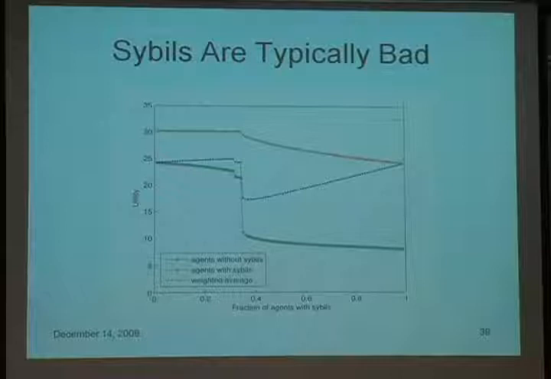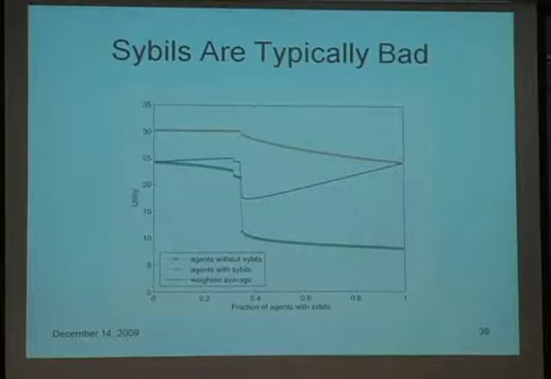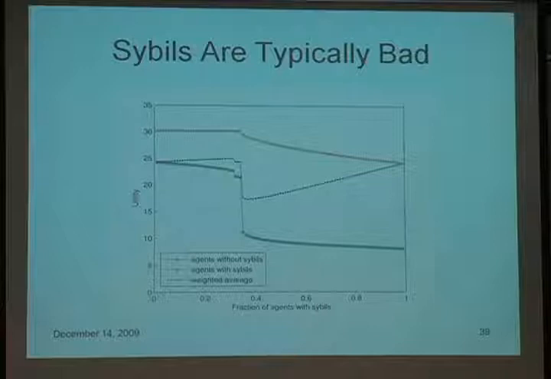I forget what this graph is from. I think the ones with Sybils created four Sybils or something like that. So the takeaway from this graph is that Sybils are A, bad, and B, a self-reinforcing phenomenon. The more other people are out there creating Sybils and biasing things in their favor, the more of an incentive I have to be doing the same thing.